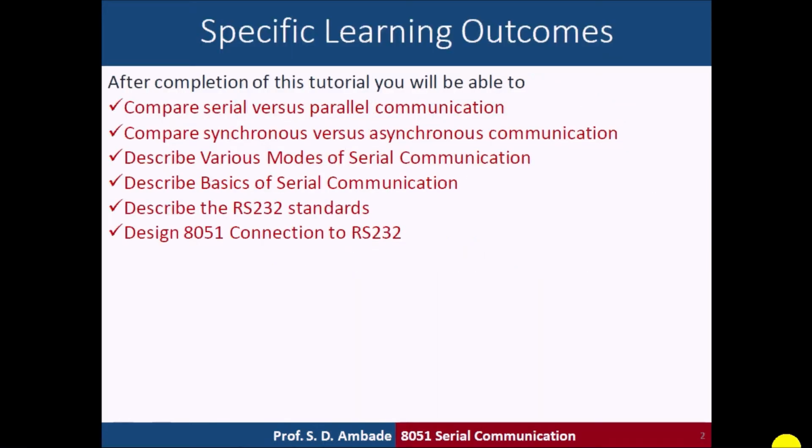So after completion of this course you will be able to compare serial versus parallel communication, compare synchronous versus asynchronous communication, describe various modes of serial communication, describe basics of serial communication, describe the RS-232 standards, design 8051 connection to RS-232. These are the specific learning outcomes.